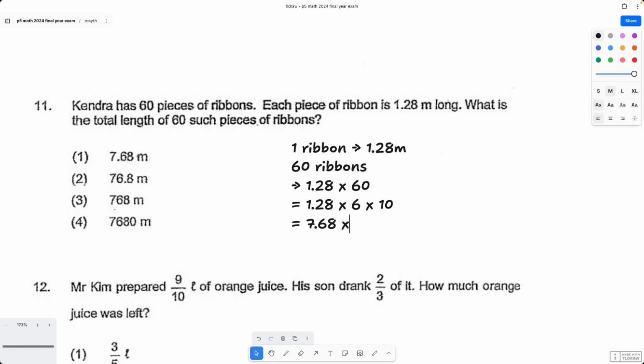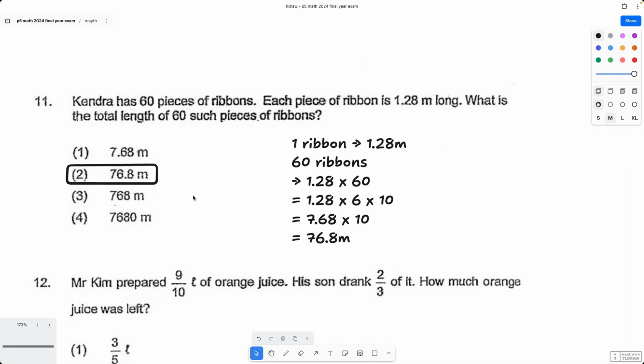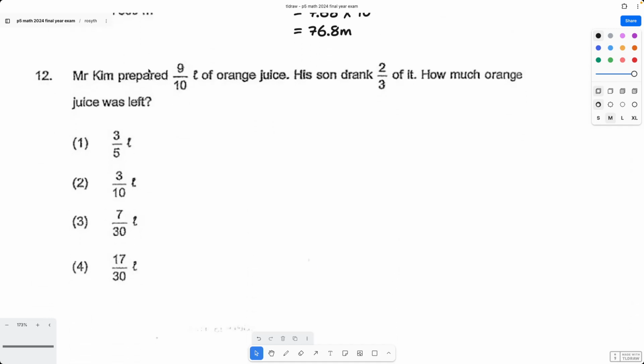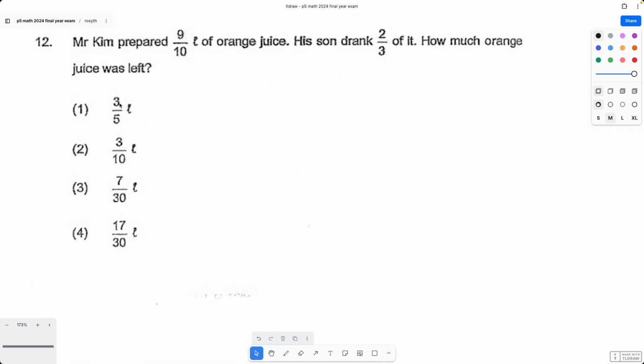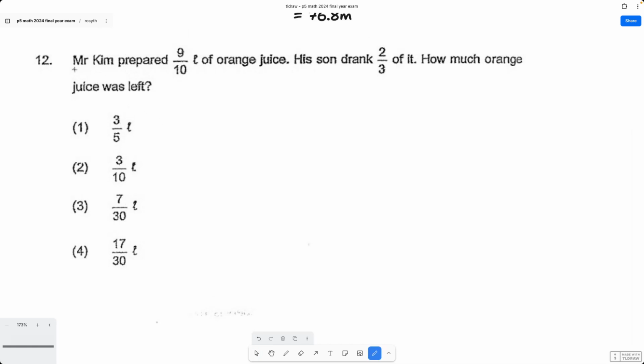This will give us 7.68 times 10. Okay, you will know that there's 7.68, so I'm not going to calculate. So in the end it will be 76.8 meters. So the answer is option number 2. Okay, if they are all the same number, no need to use it. Okay, let's move on. Question number 12.